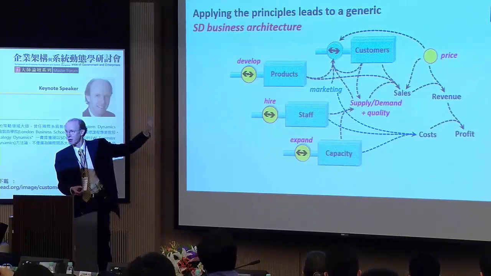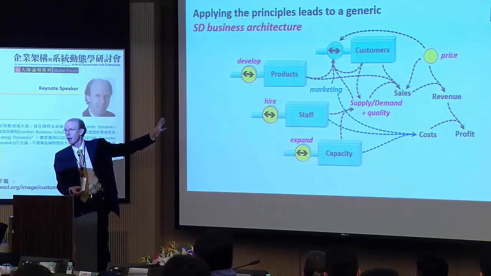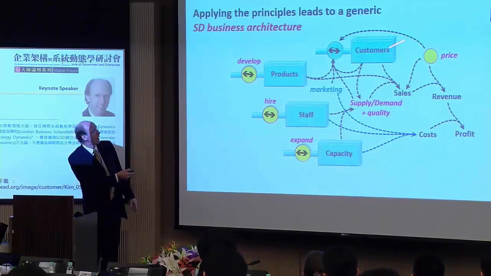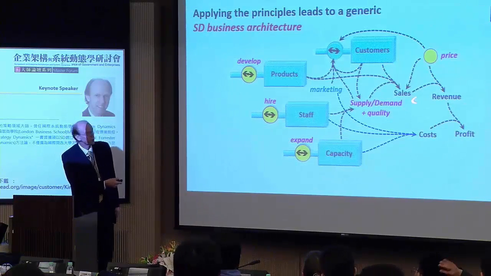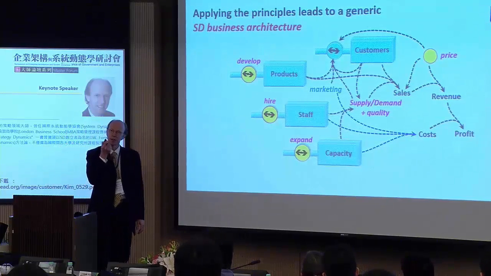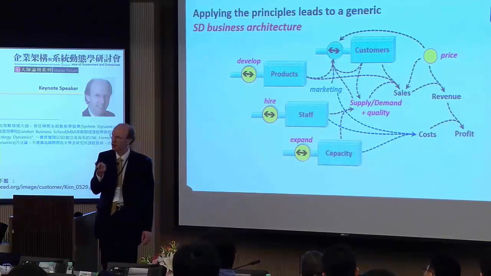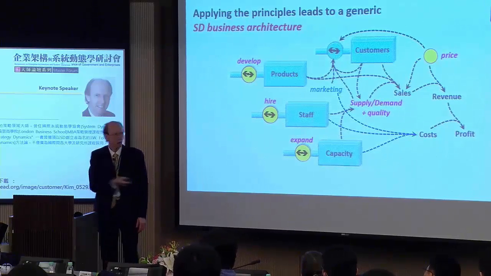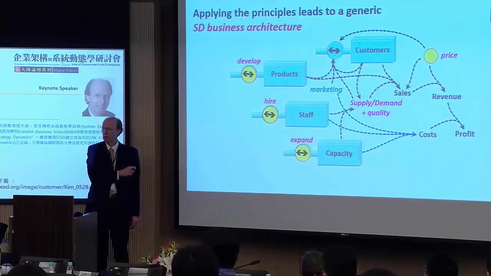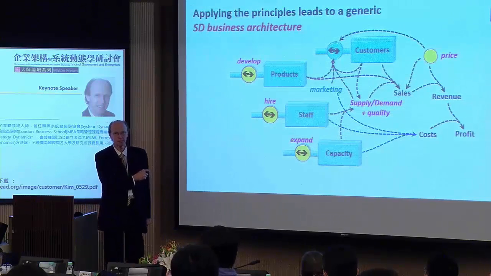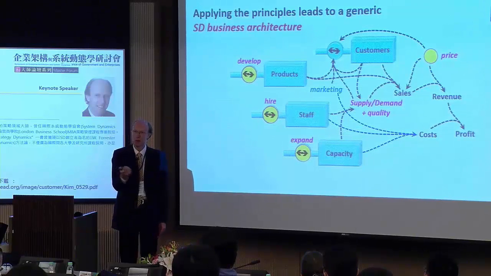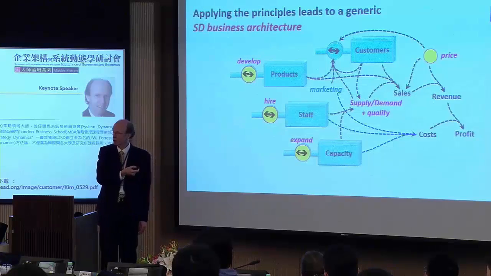I just did a small study for the London police force. This is interesting, isn't it? What is the demand that police forces exist to deal with? It's the crime rate. Who are the people who drive the crime rate? Criminals. So they don't have customers, they have criminals.